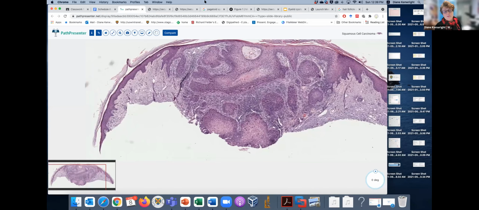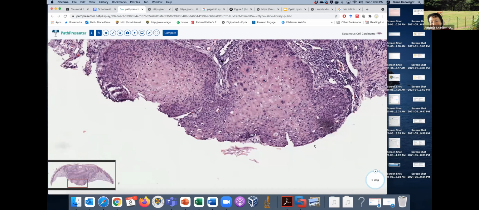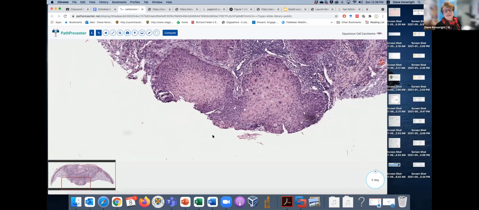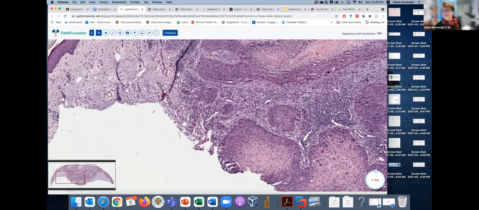Prognostic factors: well, the base is clearly involved. It is completely excised. It's moderately differentiated. I could not see any perineural or vascular invasion.